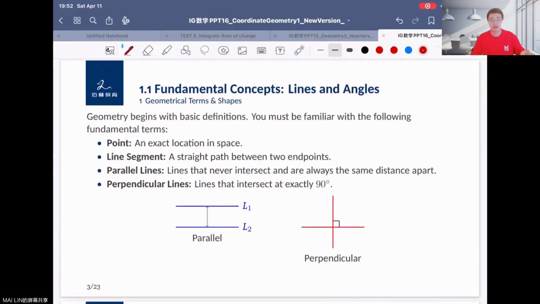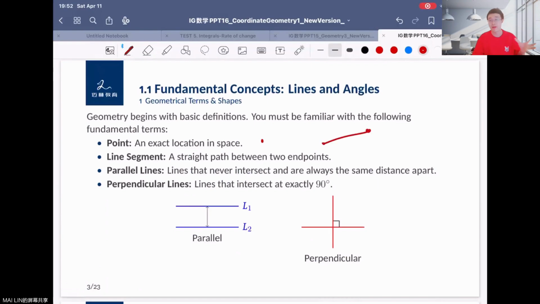Maybe here you can find there's a point. A point means an exact location in space, okay? So here is a point, okay? We also learn points in lines, right? We said two points can form a single line, right? That is a point. And a line segment. Here is a line segment. We said it is a straight path between two endpoints. So here is a line segment, okay?